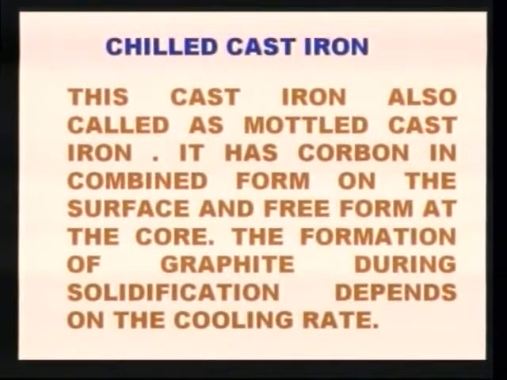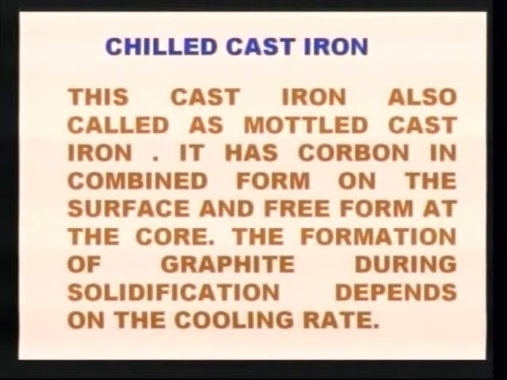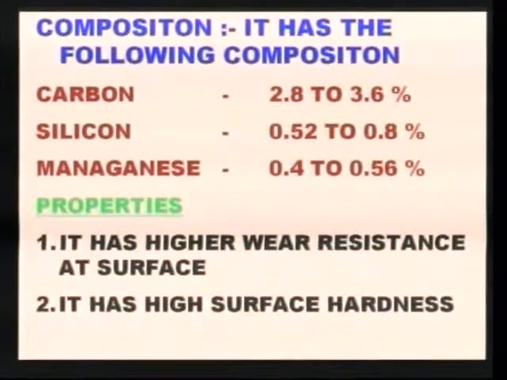Another type of cast iron is chilled cast iron. This cast iron, also called mottled cast iron, has carbon in combined form on the surface and free form at the core. The formation of graphite during solidification depends on the cooling rate. The composition of chilled cast iron is: carbon is from 2.8 to 3.6%, silicon from 0.5 to 0.8%, and manganese is from 0.4 to 0.56%.